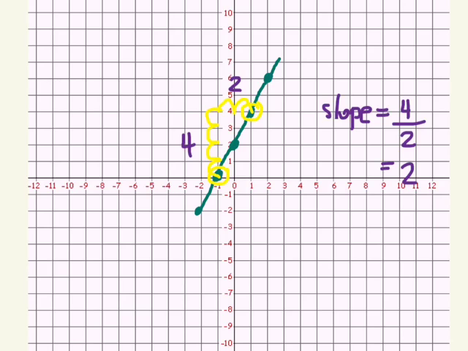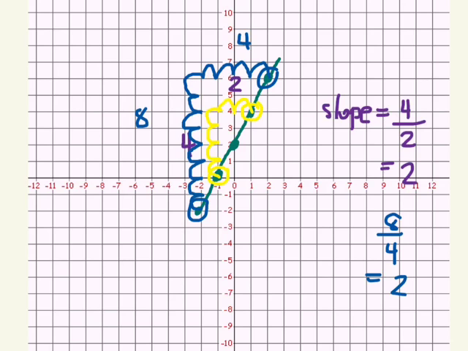Okay, let's try it by using another 2 points. So what if I choose this point and this point? Am I going to get a different slope when I reduce it into lowest terms? Let's count. Rise. 1, 2, 3, 4, 5, 6, 7, 8. And the run. 1, 2, 3, 4. What's 8 divided by 4? Is it the same slope for any points that I choose?